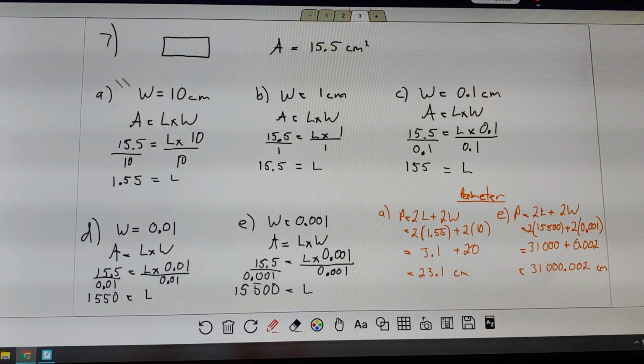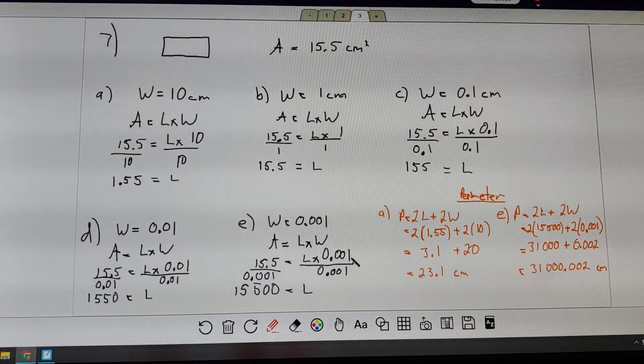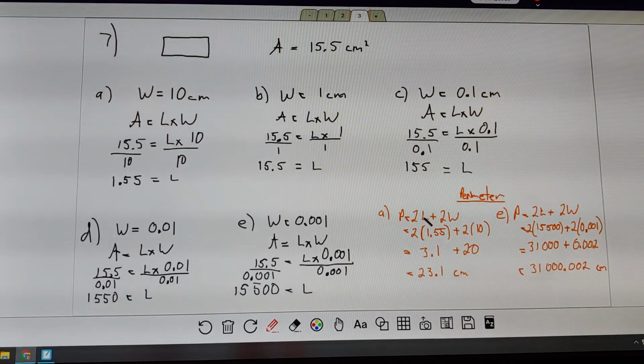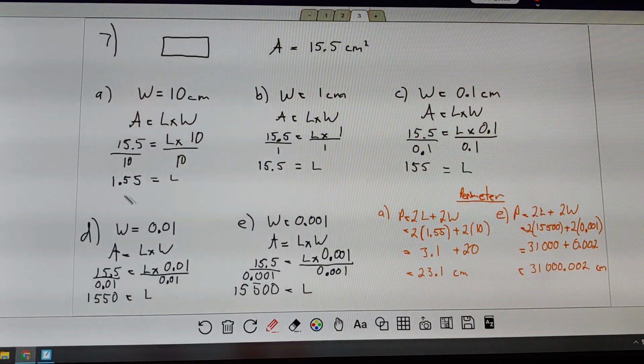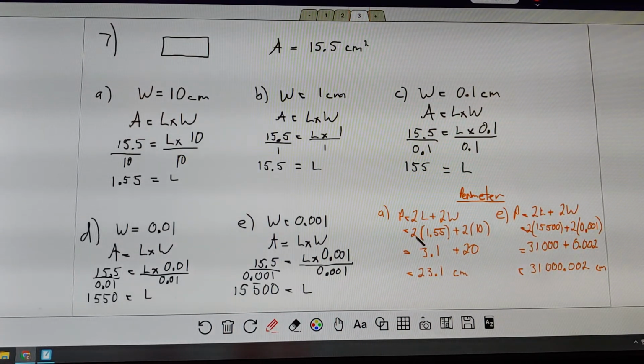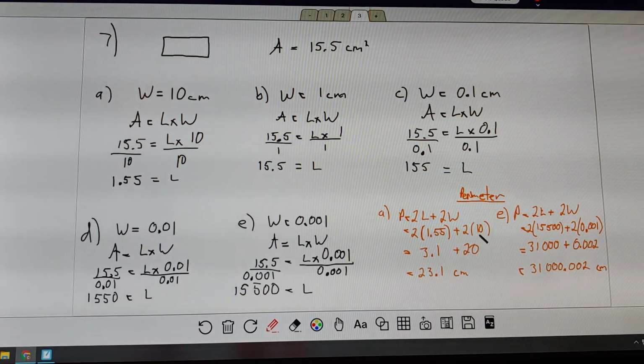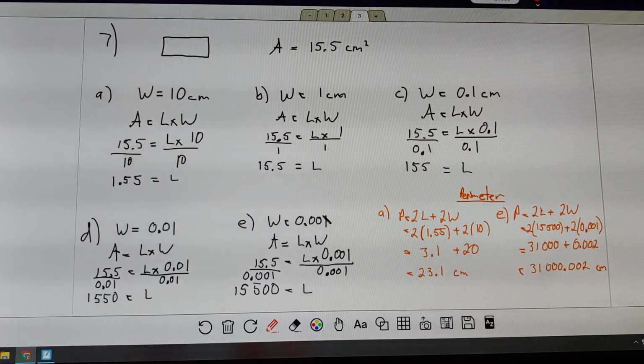So I did the perimeter for A and for E, again, just for a snapshot. So filled in the length for A was 1.55 and the width was 10. So replaced L and W. 2 times 1.55 is 3.1. 2 times 10 is 20. Add them together, 23.1.